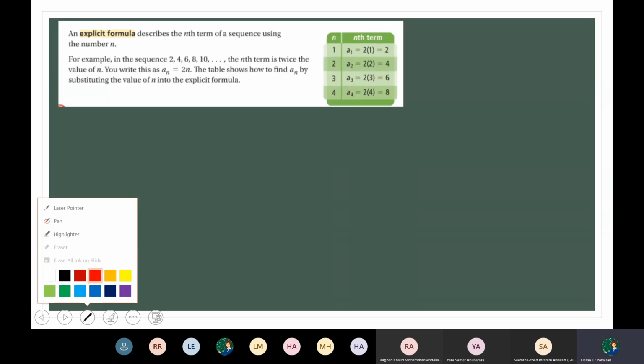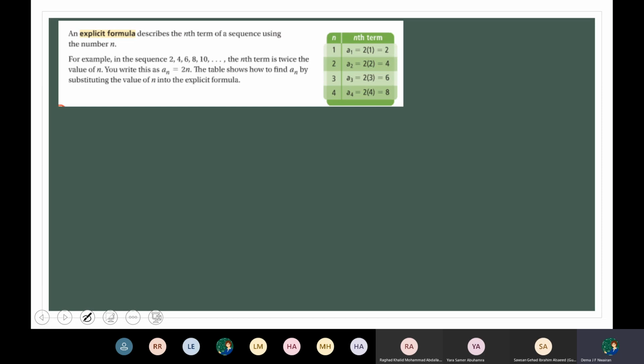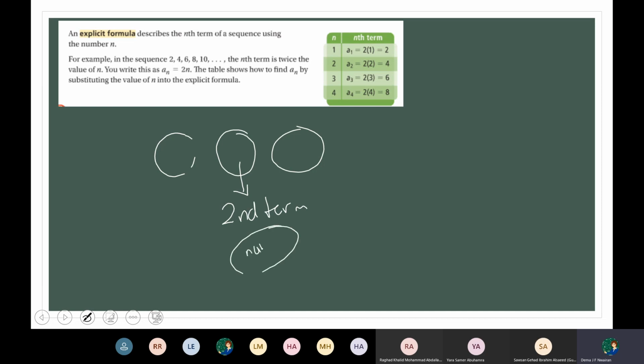Here in the explicit formula, if there are terms, for example three terms, I need to describe the term with the number relating to the number of the term. I mean, I'm talking about the second term. I need now to find the relationship between the term and the number of the term, and I will use the variable n. This is for an explicit formula.